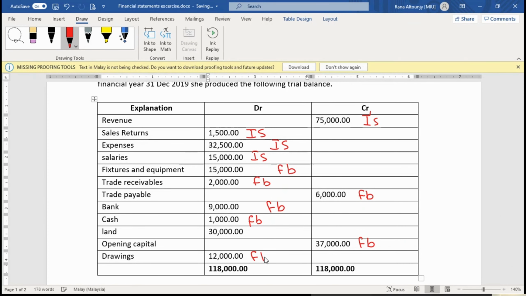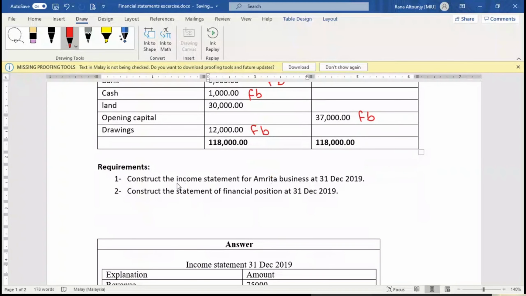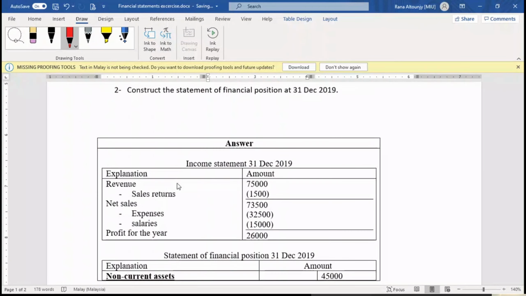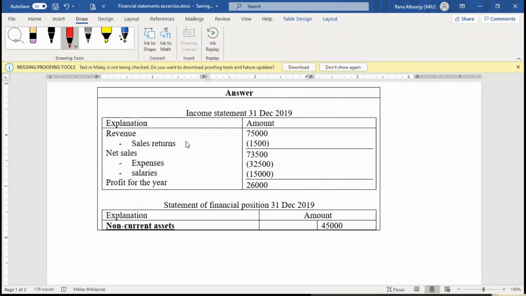Drawings is financial position. So to solve this type of question, in case you get something similar in your final exam, you just need to figure out where each of these goes. Then you set up the statement. So let's go down to see the question first: construct the income statement for Amrita's business at 31st December. So this is the income statement.